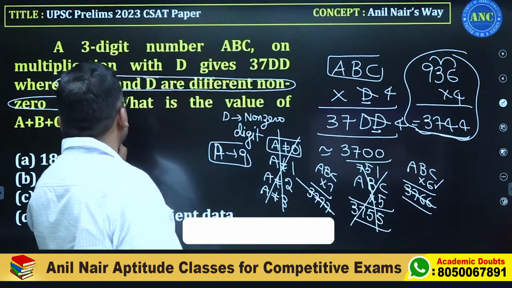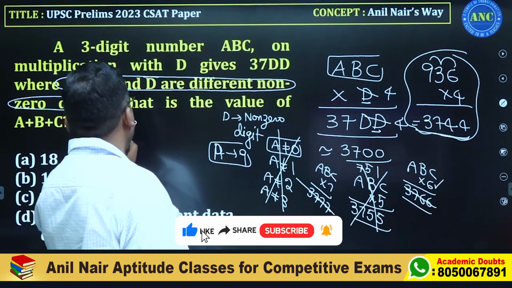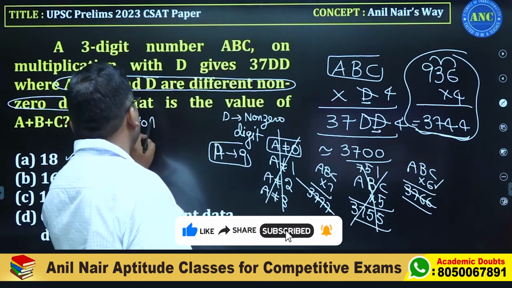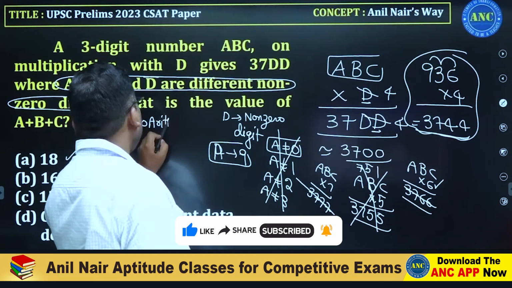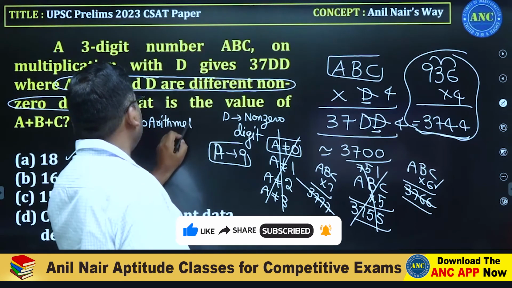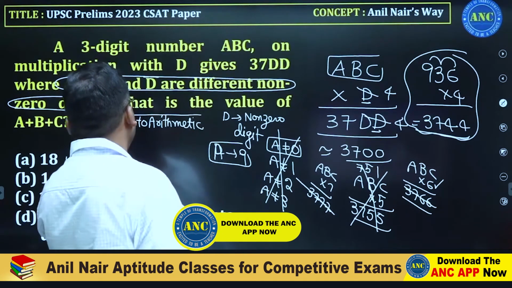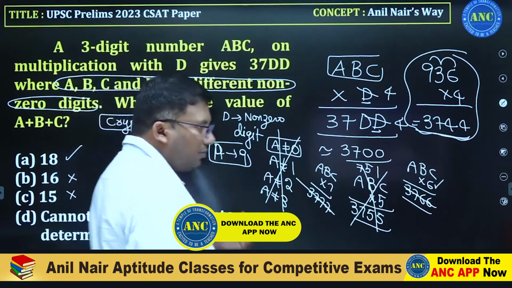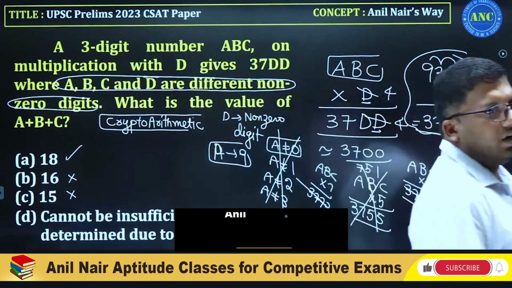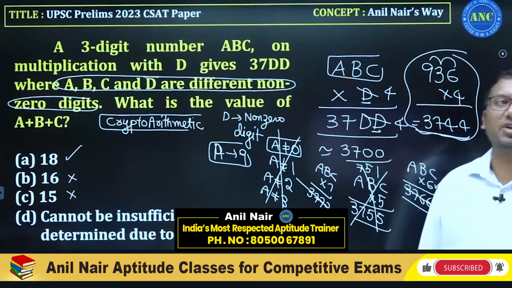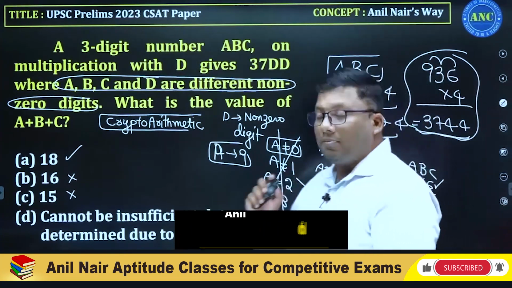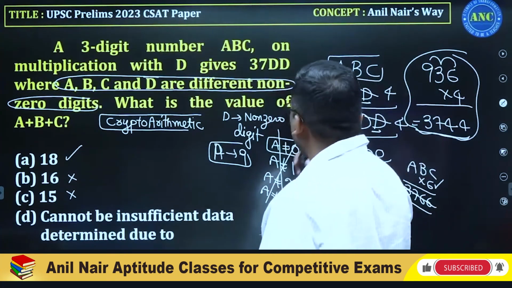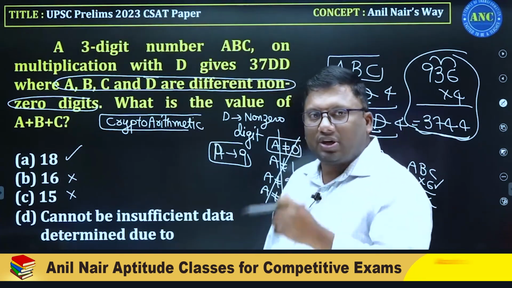This is again a question based on crypto arithmetic. I hope the idea is very much clear to you. So the answer for this question is 9 plus 3 plus 6.